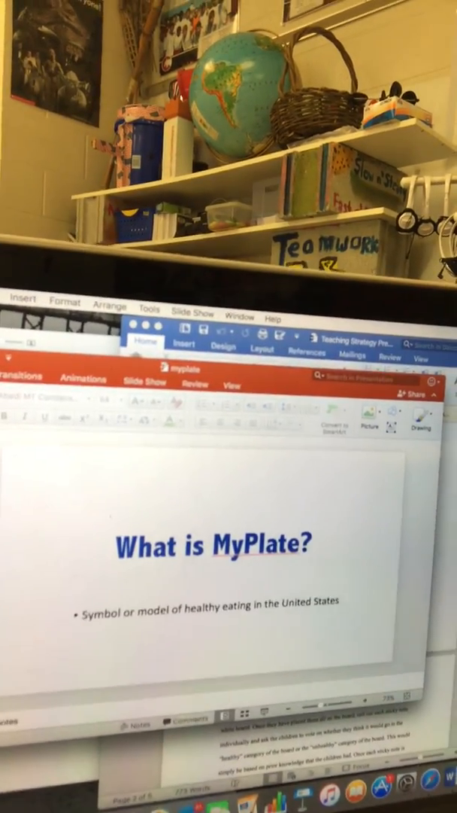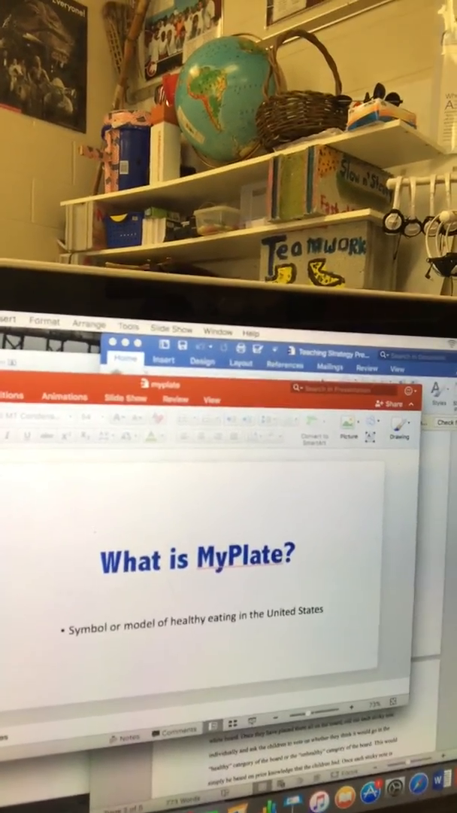MyPlate is a symbol or model of healthy eating in the United States. It is important for the students to understand what it is and how it works. It is something that we've used all over the United States to classify different foods and to place the foods into the different groups. The next thing would be to show the picture of what MyPlate is: fruits, vegetables, grains, protein, and dairy. So again, that's what this looks like.